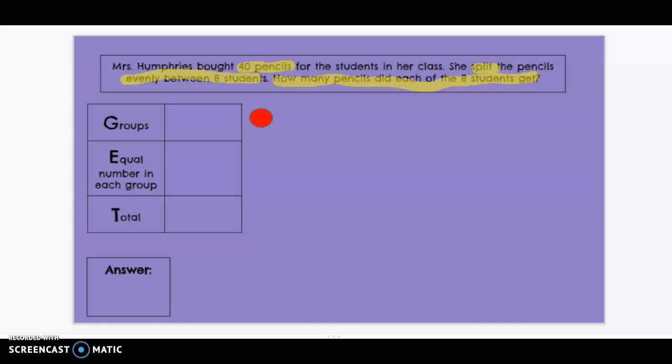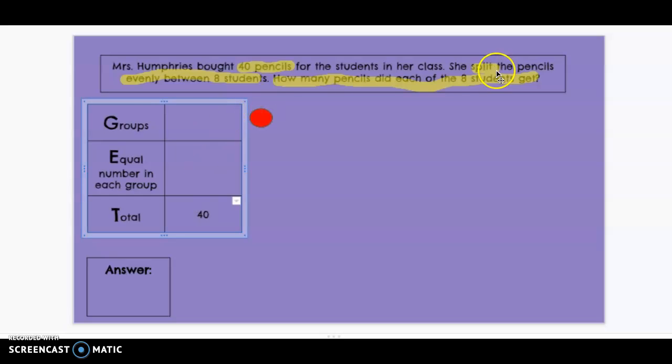Okay, so now we can plug our information into our get chart. So she bought 40 pencils. Is 40 pencils going to be our groups, the equal number in each group, or our total? 40 pencils is going to be our total.